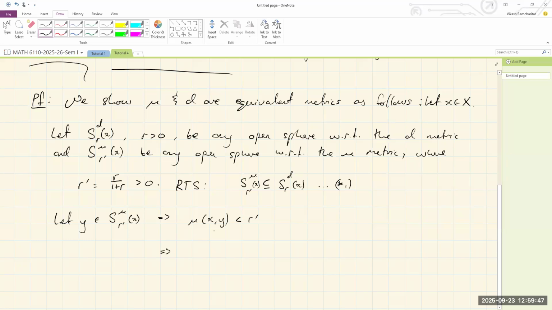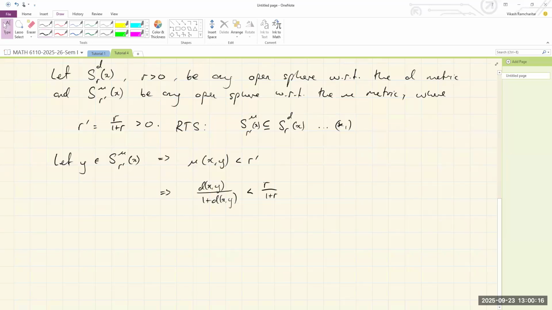And now all I have to do is remember what is mu. Mu by definition is d of x, y over 1 plus d of x, y, right? That is what mu is by definition. And how did I define r prime? R prime, I defined to be r over 1 plus r. Okay, so all I did there was I just substituted in what was mu, what was r prime. Now I'm just going to simplify things a bit.